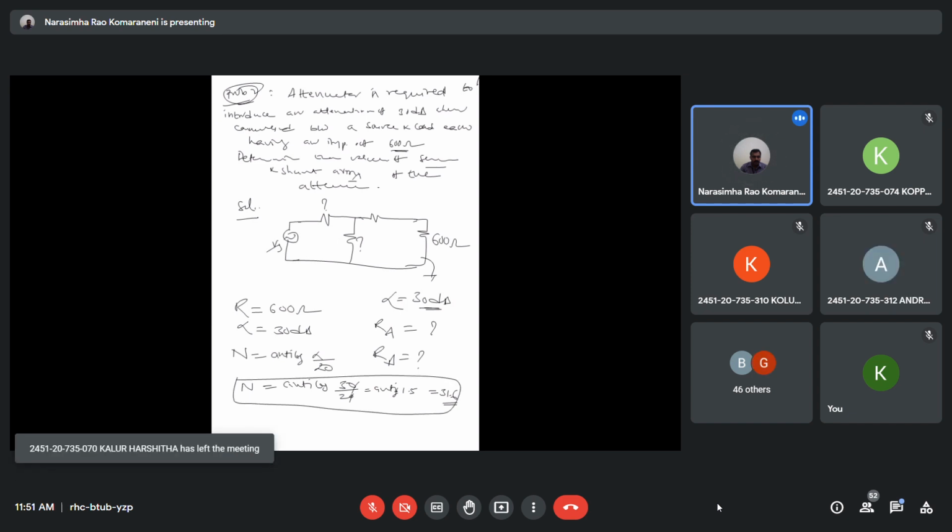Then next, we find out RA and RB. What is RA? RA is R into n minus 1 by n plus 1. RB equal to R into 2n divided by n square minus 1. Straight substitutions. We know the R value and the n value. Substitute and find out the RA value and RB value. Calculate how much you got for RA and RB values.